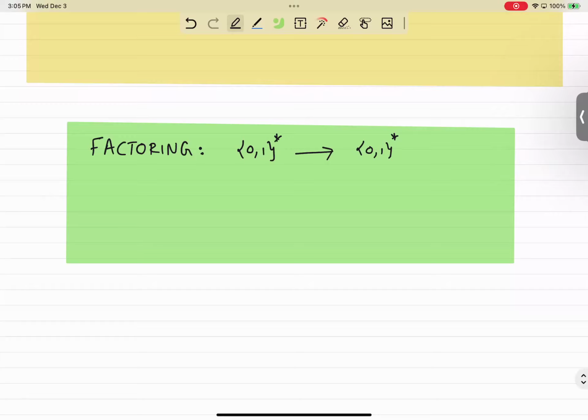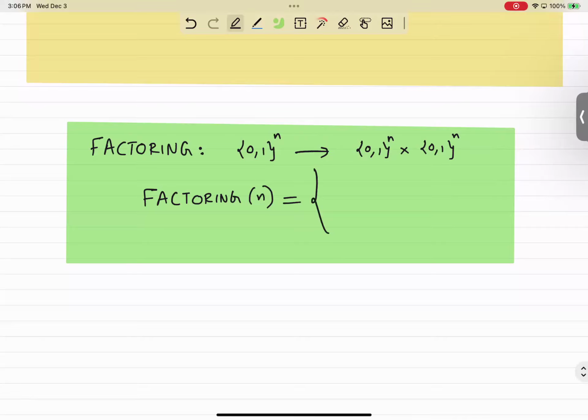Okay, and because I'm talking about circuits, I'm just going to define it for a fixed number of bits. Okay, and factoring of n should give me, let's say, a comma b, such that a times b equals n, and a is not equal to 1.